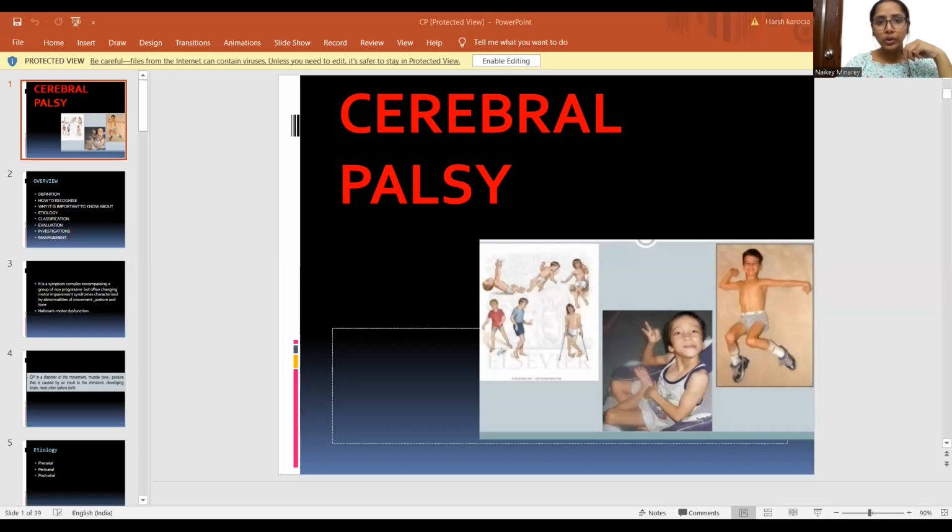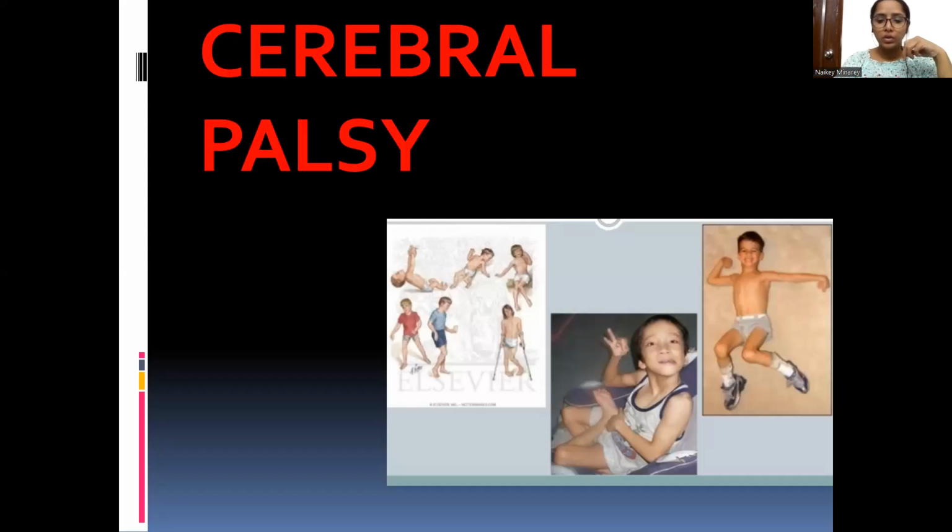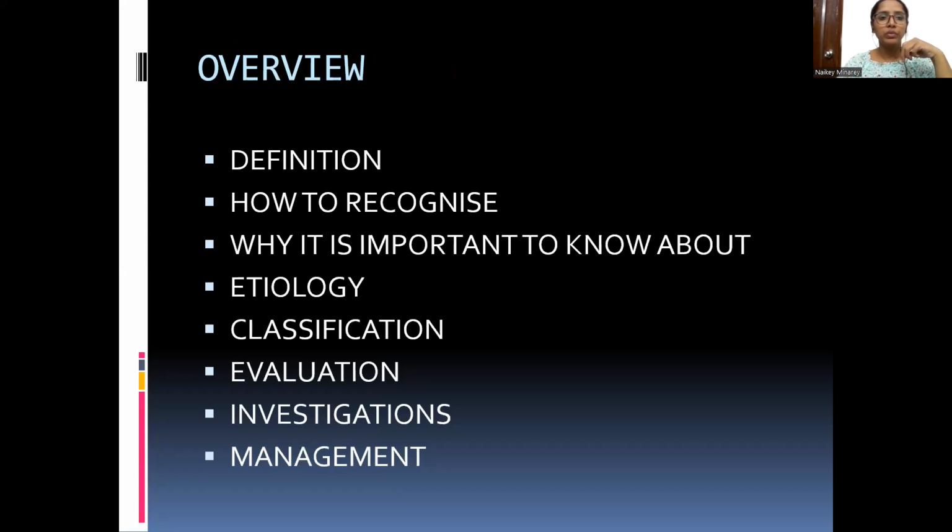Now I will go with our topic concerning growth and development. This is cerebral palsy. So we will go with the definition and how to recognize cerebral palsy, why it is important to know about it, what are the various etiologies, classification, evaluation, how to investigate and manage.